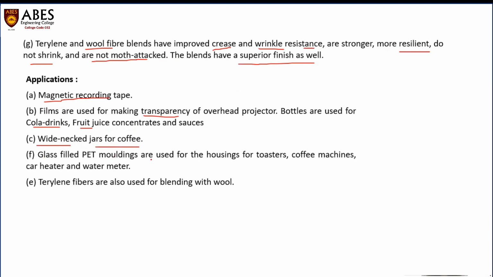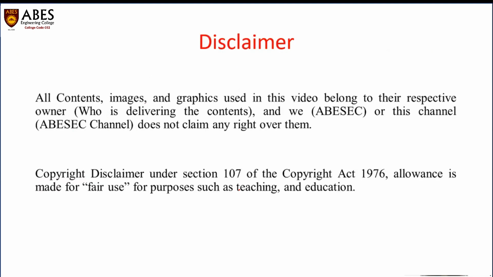Glass filled PET moldings are used for housings such as coffee machines, car heaters, and water meters. Terylene fiber, as we have discussed here, can also be blended with wool, and they have a superior finish.